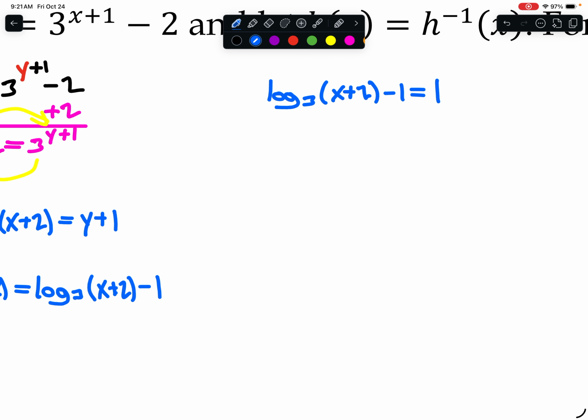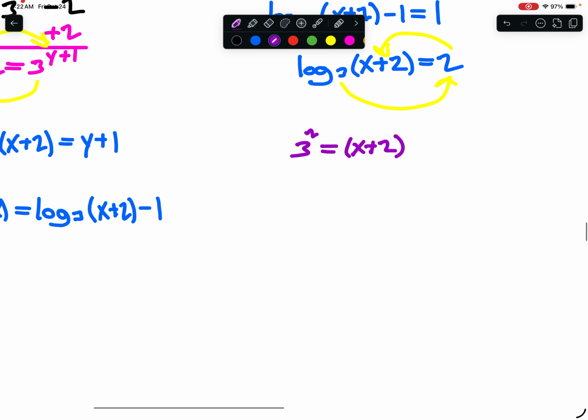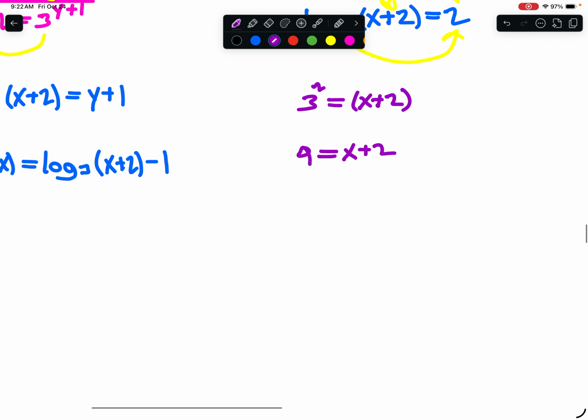So I'm going to find the x value, so I'm going to add 1 on both sides. So we're going to have log base 3 of x plus 2 equals 2. And then I'm going to do circle of life so I can get the x value out of the argument. So this will turn into 3 squared equals x plus 2. So that's going to be 9 equals x plus 2, and subtracting 2 on both sides, we have an x value of 7.